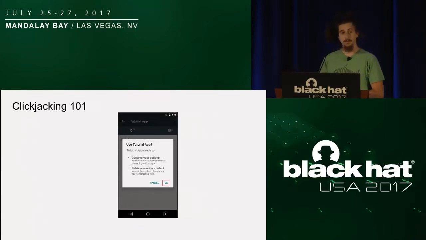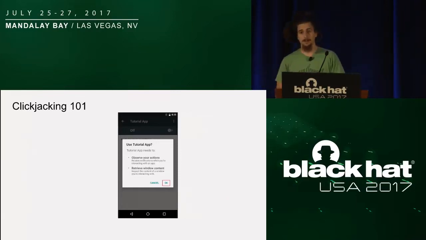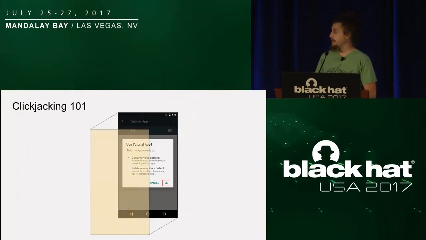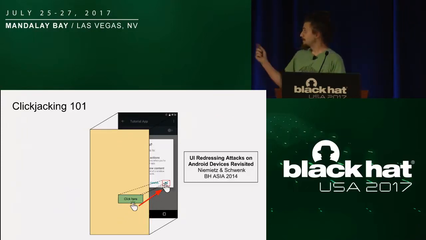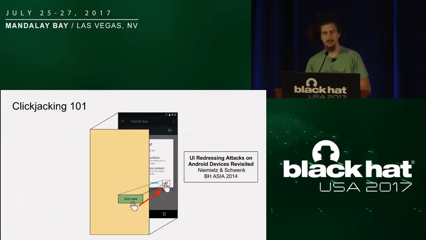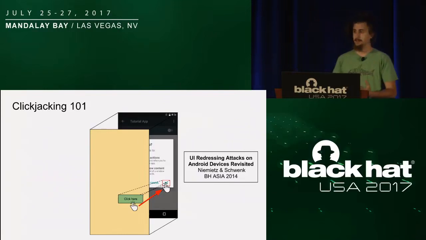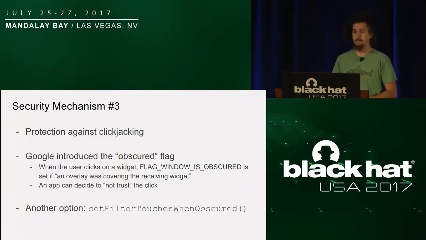Let's say that you want to lure the user to click on the OK button. What you do is create an overlay on top of everything, and then you create an overlay that seems like a button for which the clicks actually go through. And so where the user clicks here, the click actually reaches the bottom. Okay? So what Google did to prevent this attack, actually there are a number of talks about this topic. The latest one and the most comprehensive I found is from Black Hat Asia from 2014. And what Google did, as I said, is to implement a protection mechanism which we call the obscured flag.